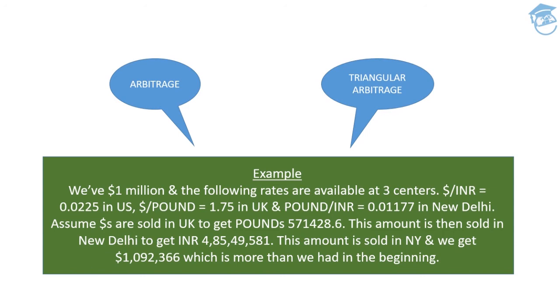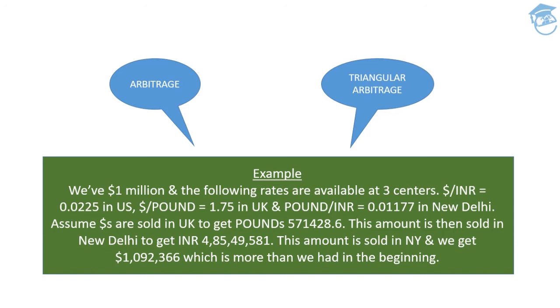Now the same figure of 5,71,428 pounds will be sold in New Delhi, and then I'll get a figure which is INR 4 crore 85 lakh 49,581 rupees. This will be when I'm converting the pounds to take up the INRs. Now this 4 crore 85 lakh 49,581 rupees will be converted in New York, and the same will fetch me dollars 1,092,366.